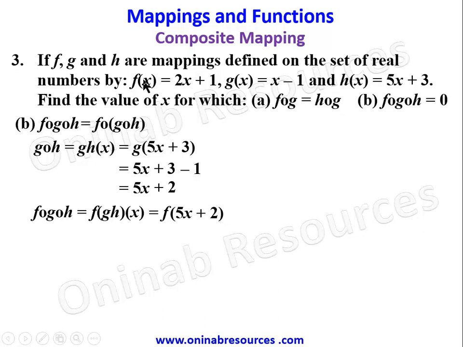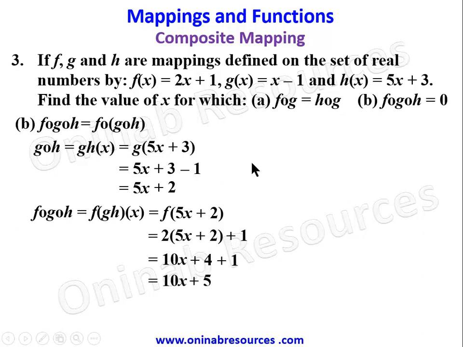We go to our function f. Wherever we see x, we replace it with what? 5x plus 2. Like there's 2x here, so it's going to be 2 into 5x plus 2, then plus 1. Expanding this bracket, I have 10x plus 4 plus 1, which will give us 10x plus 5.